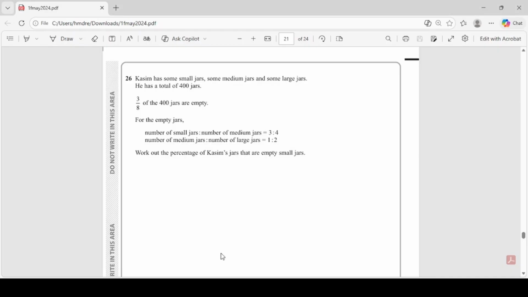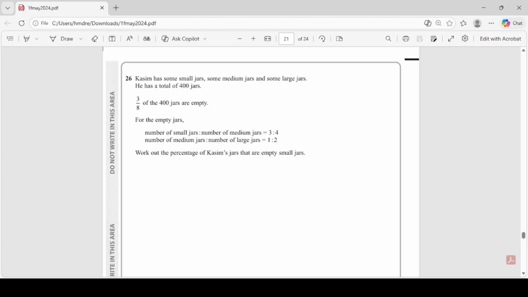Question 26. Kasim has some small jars, some medium jars, and some large jars. He has a total of 400 jars. 3/8 of the 400 jars are empty. And then for the empty jars, we have ratios. Work out the percentage of Kasim's jars that are empty small jars.